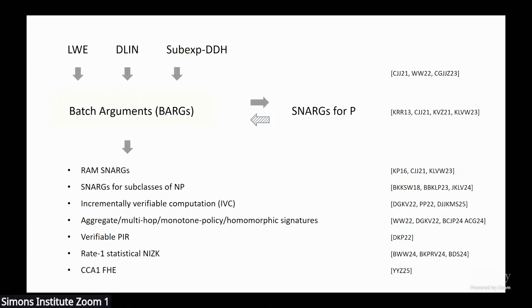And we can also get applications that are not directly related to proof systems. We can get stronger types of aggregated signatures, better rate for NISC, and stronger security for private information retrieval and for FHE. Okay, so really a wide range of applications.